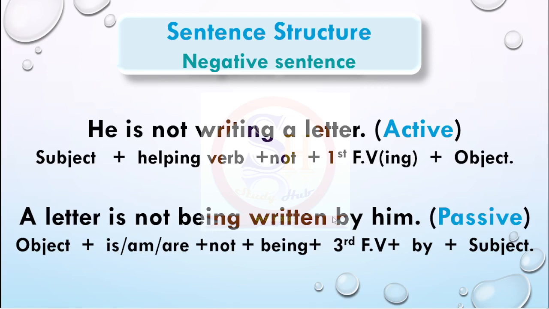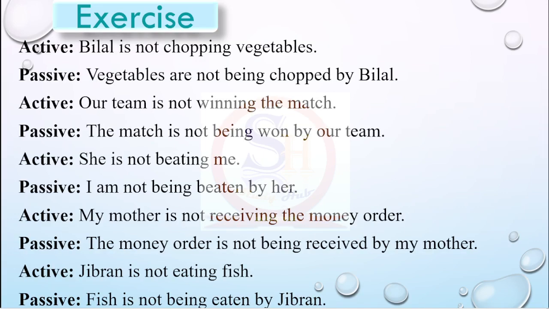And after that comes the rest of the sentence. This will remain the same: third form of verb, by, and after that the subject, which we have actually replaced with the object, right? This is the structure we need to follow while changing the active into passive voice. And here we are talking about the negative sentences, right? He is not writing a letter will change like this: a letter is not being written by him. Alright, I hope that students the structure is clear.